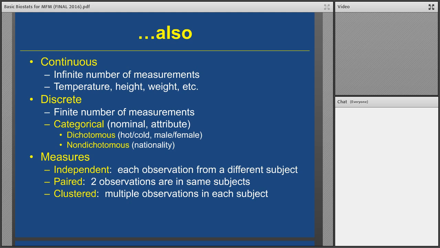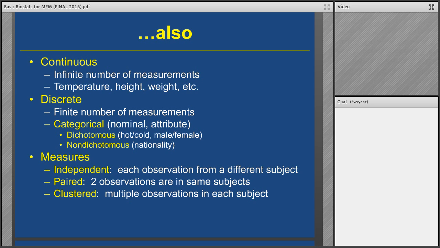And then we have various types of measures. So when we're taking measurements from particular observations, we have independent, paired, or clustered measures. Independent measures are when each observation is from a different subject. So if we talk about an induction trial and we're looking at the observations of time to delivery from beginning to cervical ripening, each observation in that case is from a different subject.